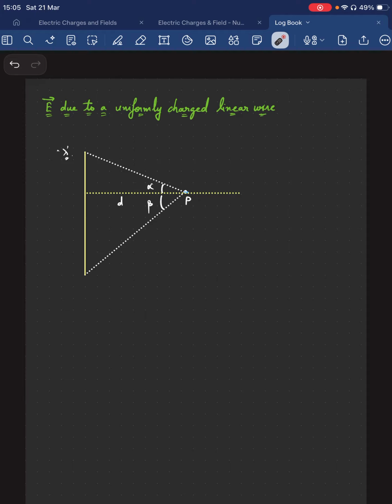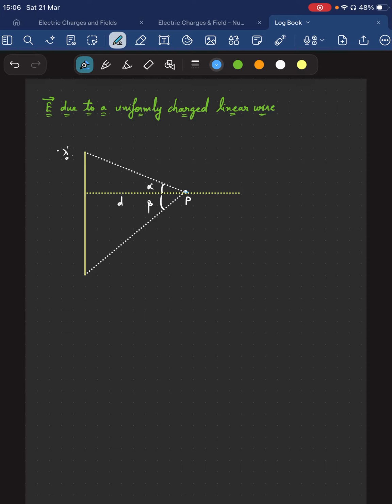So the case is simple. We have a uniformly charged linear wire. Linear charge density is given, lambda. We need to find out what will be the electric field due to this linear charged wire at a point P, which is located d distance away from it. So our approach is straightforward here. Once again, this is just an integration based question, so we'll have to go with the same idea.